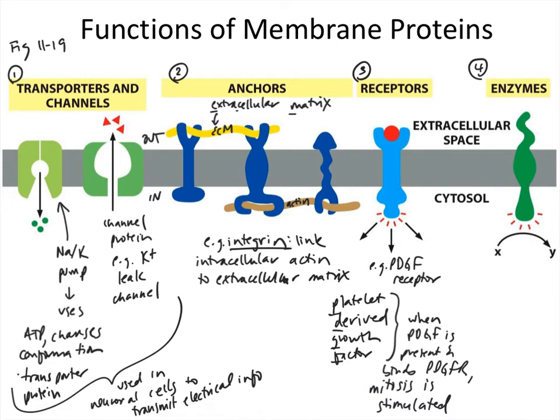The last function of a membrane protein is shown on the far right, and that's enzymes. We've talked about enzymes already, and what we see here is this little star power thing going on. Basically this enzyme is converting some molecule X into molecule Y. The example that I'll give you, which we'll hear more about later, is adenylyl cyclase.